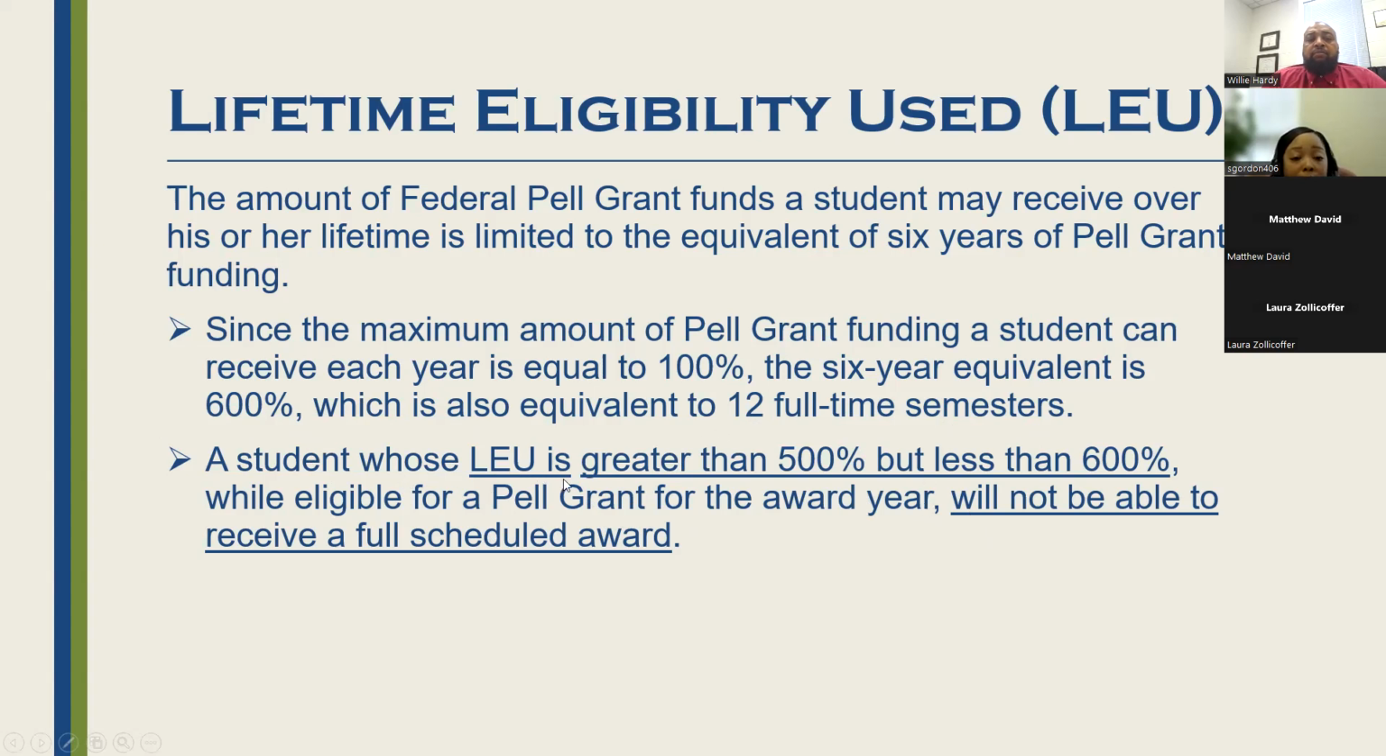A student whose LEU is greater than 500% but less than 600%, while eligible for Pell Grant for the award year, would not be able to receive a full scheduled award.